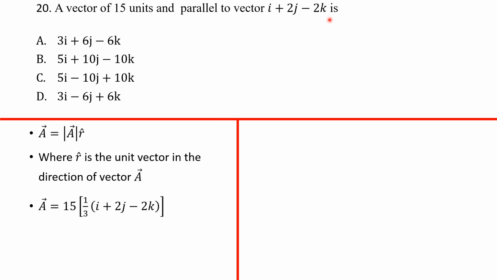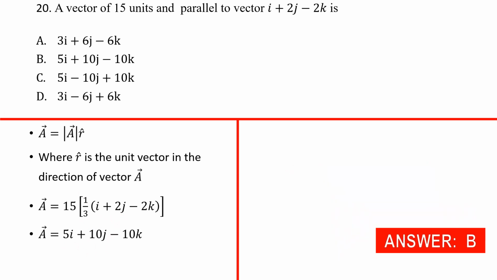How do I look for that unit vector? Simply get the vector divided by the magnitude of this vector. The magnitude of this vector is 3, okay? So we multiply this to, of course, the magnitude of the vector, we get our vector A, all right? So we know its magnitude. Now we've just looked for its unit vector, so we can now find our vector A. So we multiply these together, you get this, and so our answer there is B.